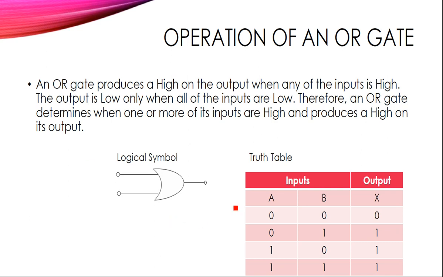So here consider the truth table. A and B are the inputs, X is the output. So A 0, B 0, so 0 plus 0, output is 0. A 0, B 1, 0 plus 1, 1. A 1, B 0, 1 plus 0, 1. A 1, B 1, 1 plus 1, 1. So this is the truth table of OR gate.